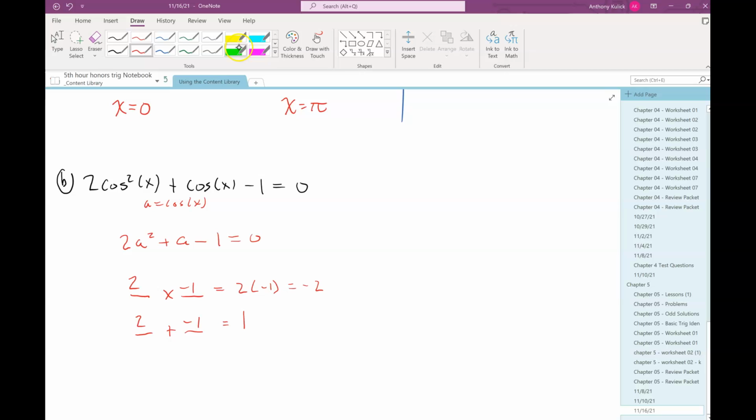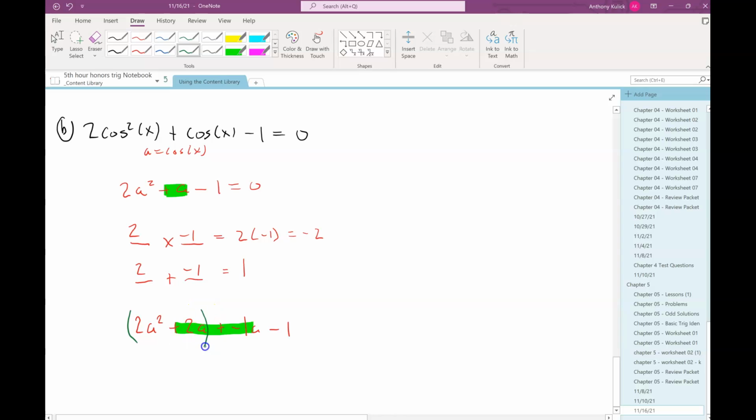Now, these two numbers do not take me straight to my factored form. Since the leading coefficient isn't 1, what these two numbers do is they describe to me how to break up the linear term into two pieces. Notice that 2a plus -a or -1a is still just a, right? So once we've broken our trinomial up into 4 parts like this, we're going to make 2 groups.